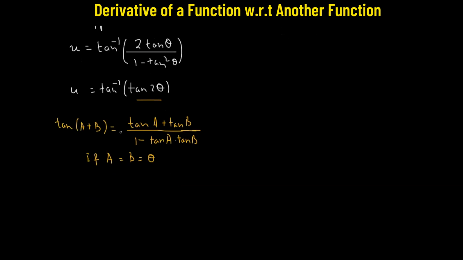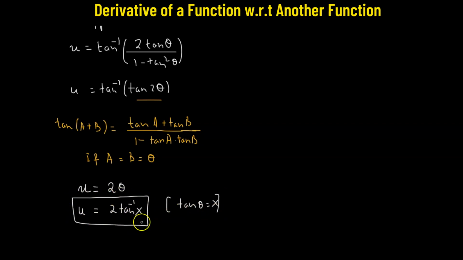Right. Now, immediately this gives us u equals, so tangent inverse of tangent of 2 theta will be simply 2 times theta. So here, u is given by 2 times theta. We have considered that tangent of theta is equal to x. So that would mean that theta will be simply equal to inverse tangent of x. So this is the value of u, and let's label this as number 1. We'll come back to it.